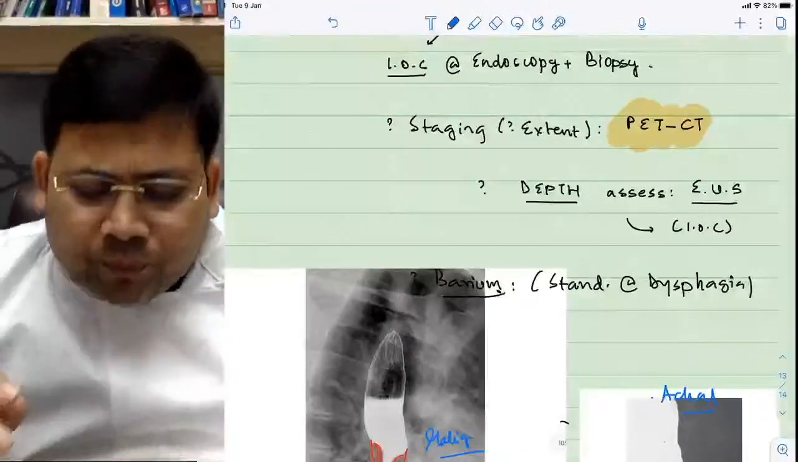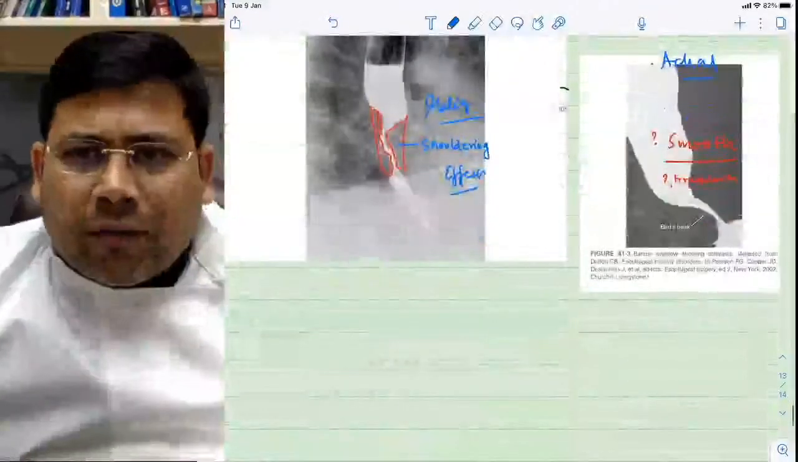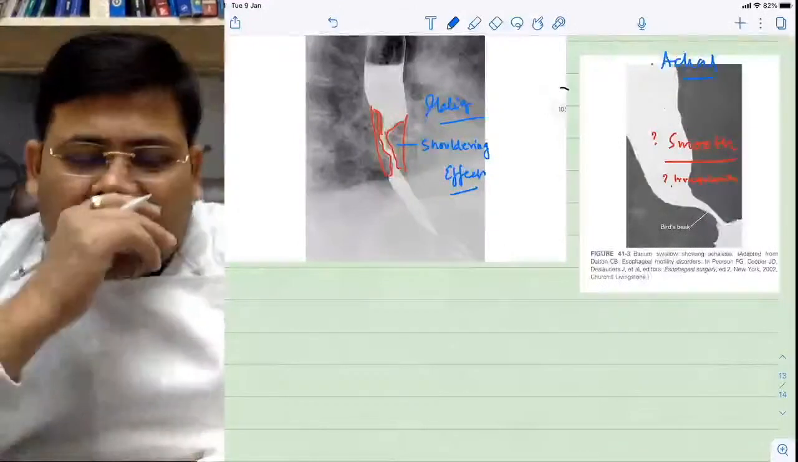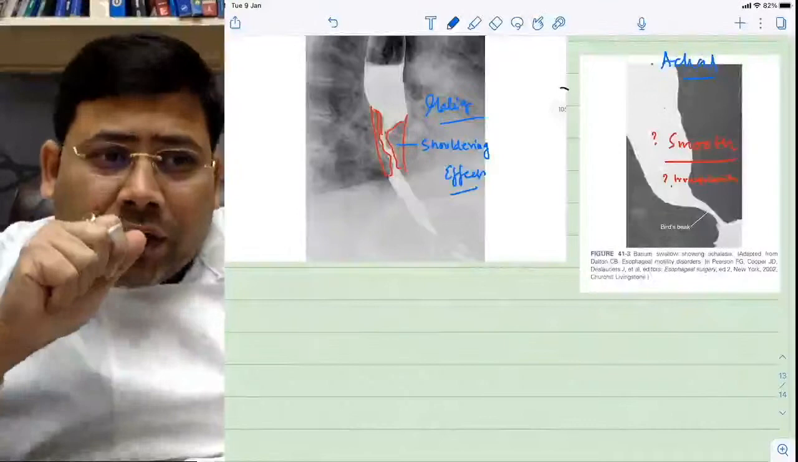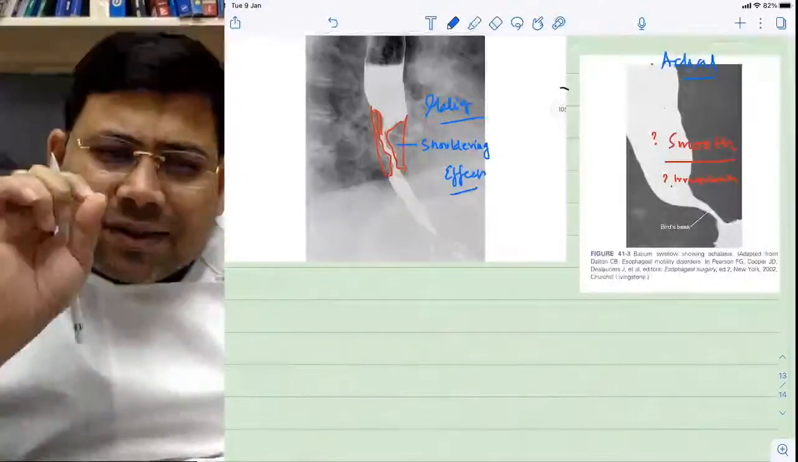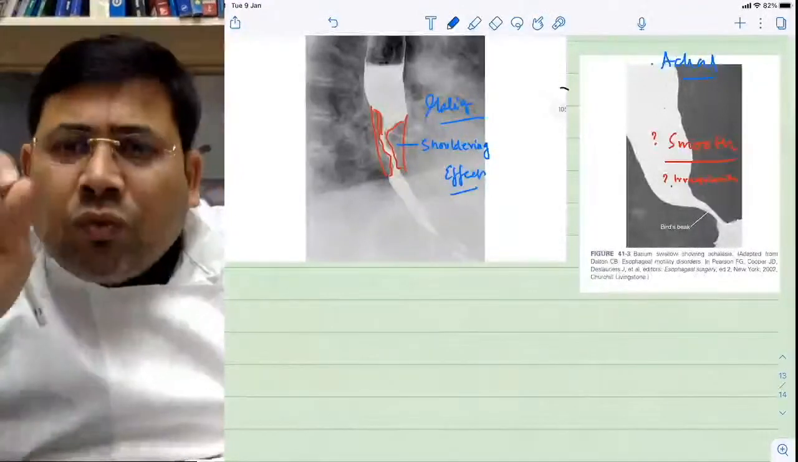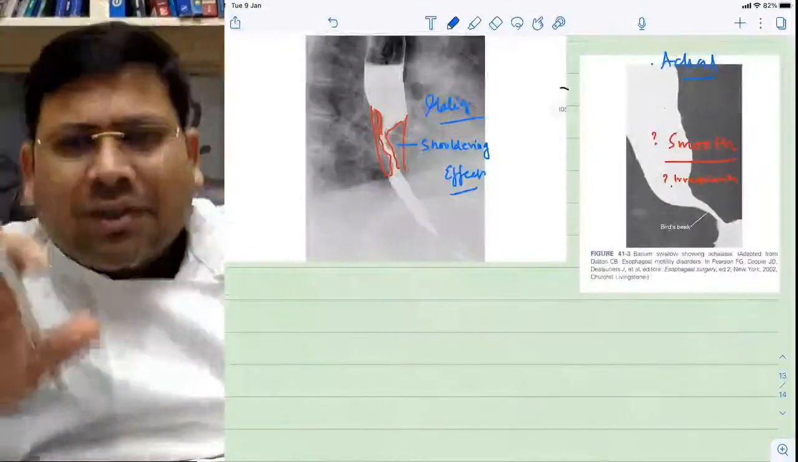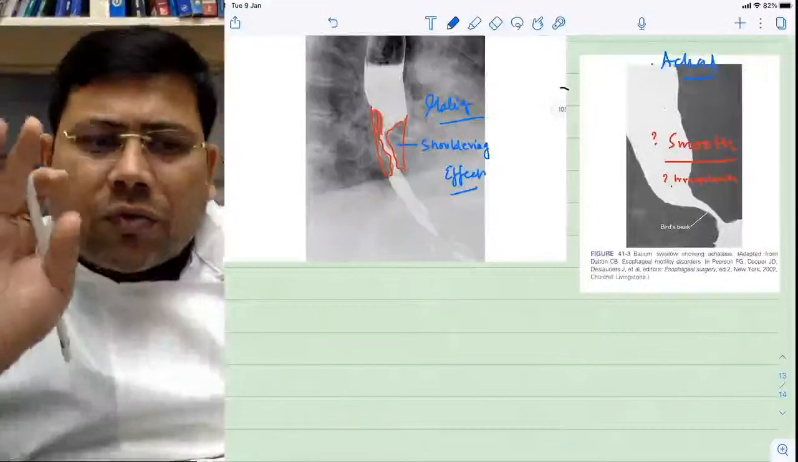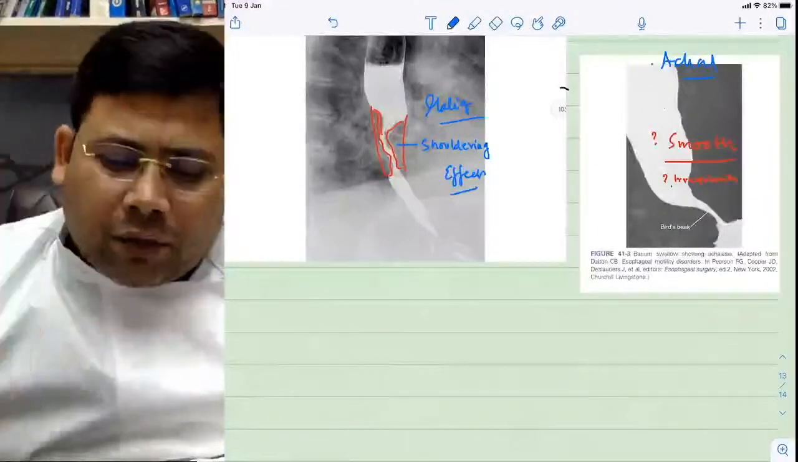Yesterday when I was taking this topic for MCH students, super speciality students, I was stressing on this point only. This is how we look. Don't look for all those other things. This is simple. If you see a smooth tapering, this is achalasia. If you don't see this, this is malignancy. Always clear this doubt.